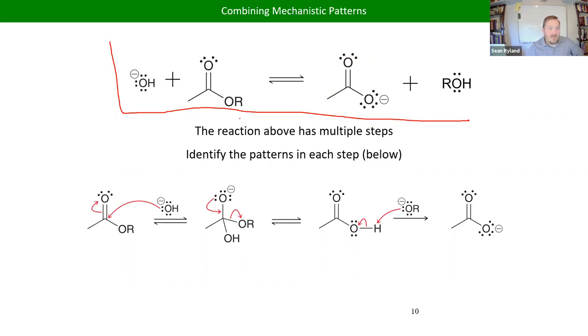But this reaction has multiple steps here, the first of which is shown here. And so if I draw these out, we have something with a negative charge being attracted to a carbon that's attached to electronegative elements. So this carbon's going to have a partial positive. And we have a negative attacking a partial positive, which tells us it's what type of step.